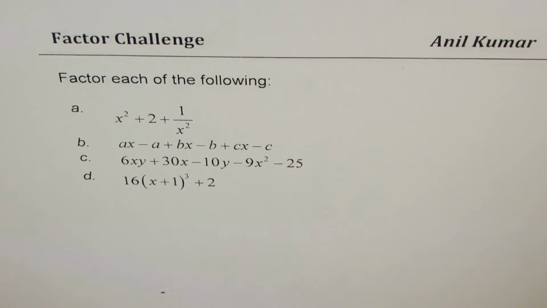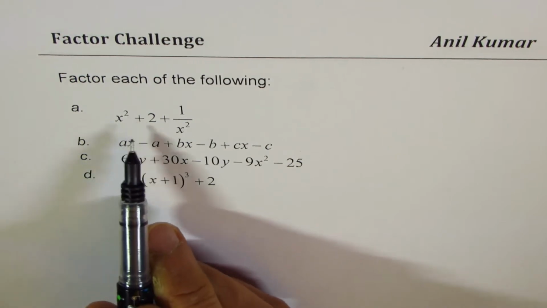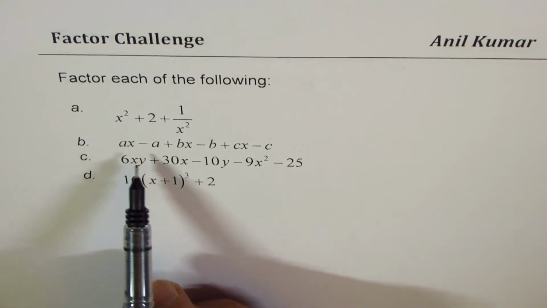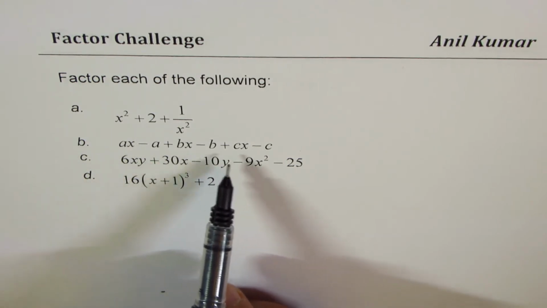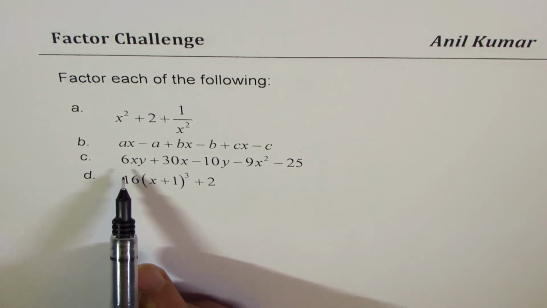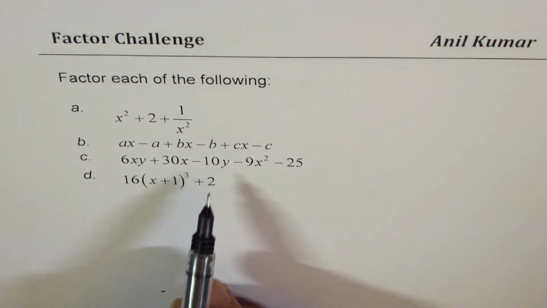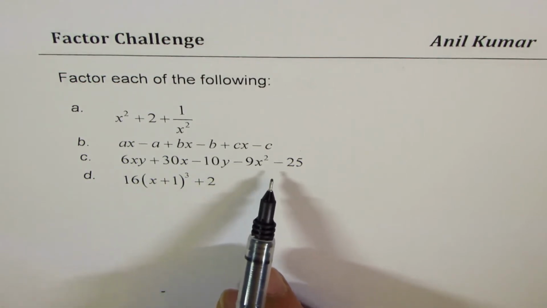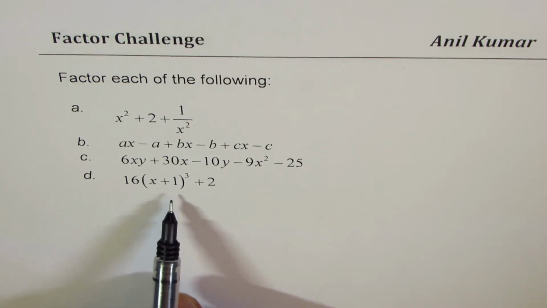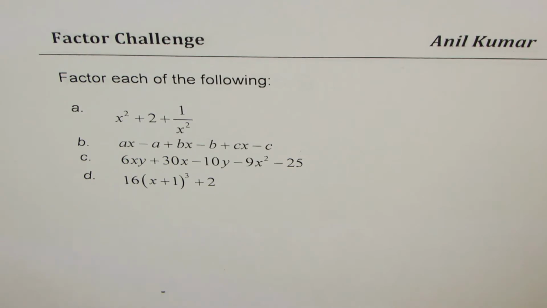Now all these examples have been properly selected so that they give you a good review of what you have learned in this unit. The very first question here is to factor x squared plus 2 plus 1 over x squared. Then B is to factor ax minus a plus bx minus b plus cx minus c. C is factor 6xy plus 30x minus 10y minus 9x squared minus 25. And D is a cubic expression 16x plus 1 whole cube plus 2. I'd like you to pause the video, answer this question, and then look into my suggestions.